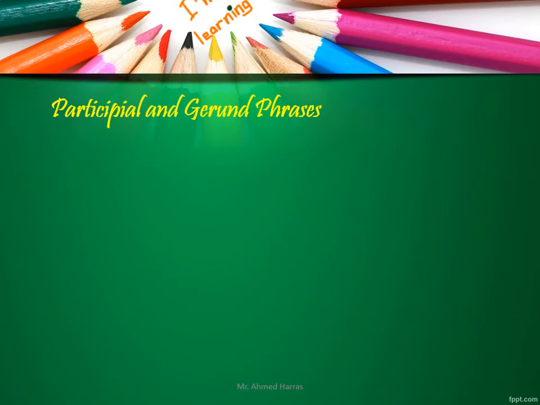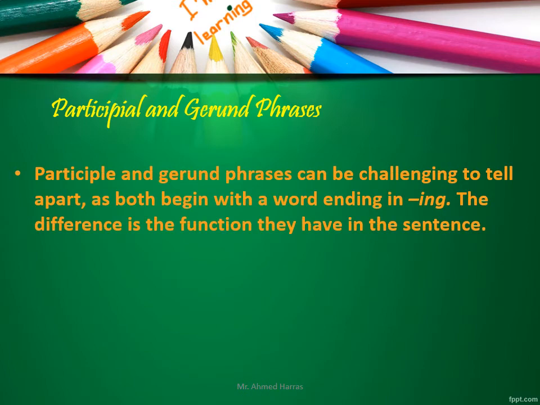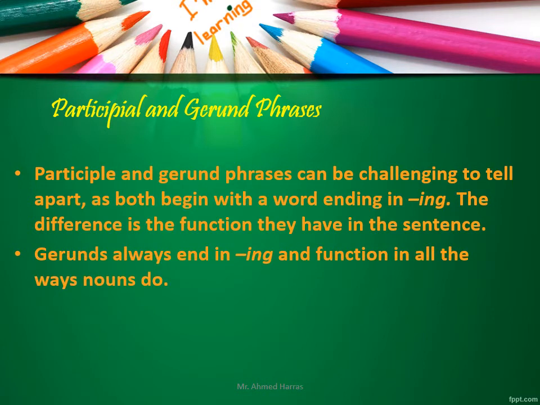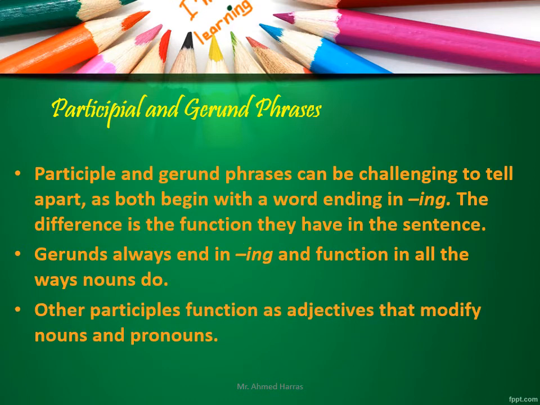Participle and gerund phrases. Participle and gerund phrases can be challenging to tell apart, as both begin with a word ending in ing. The difference is the function they have in the sentence. Gerunds always end in ing and function in all the ways nouns do. Other participles function as adjectives that modify nouns and pronouns.